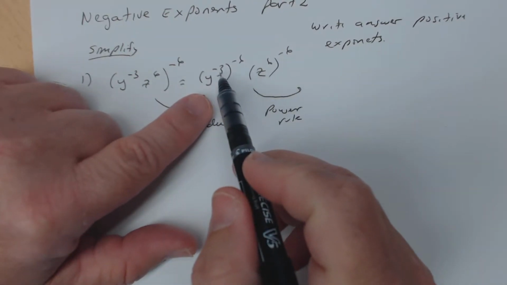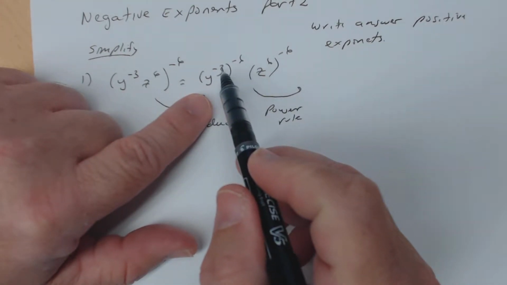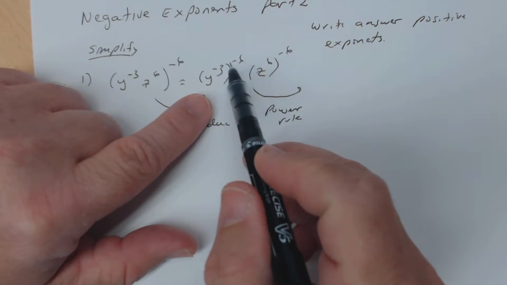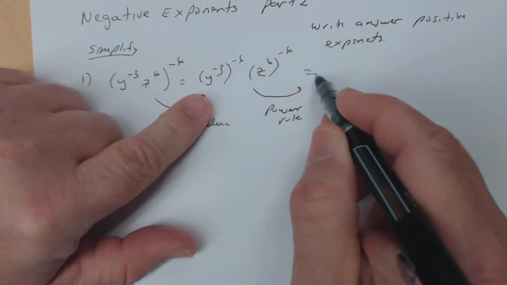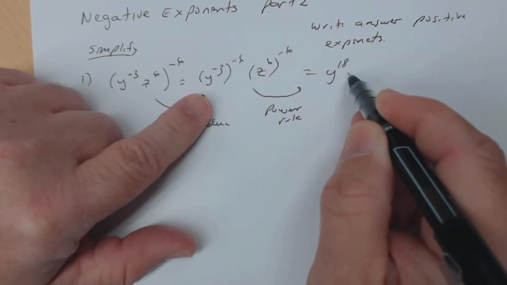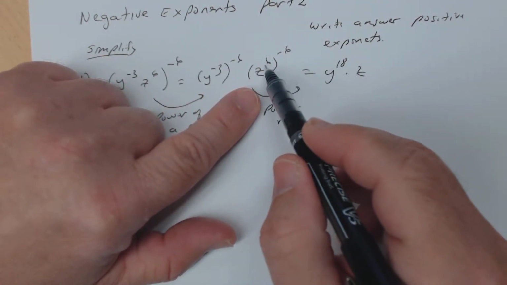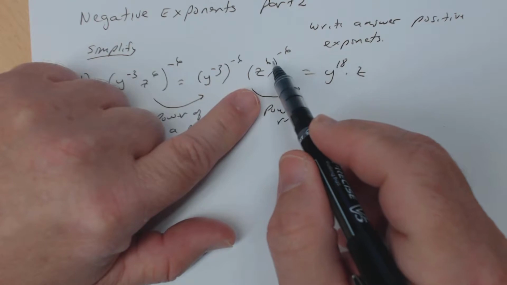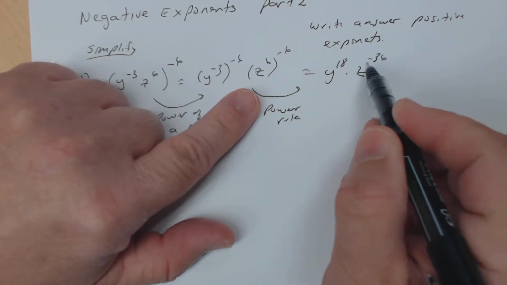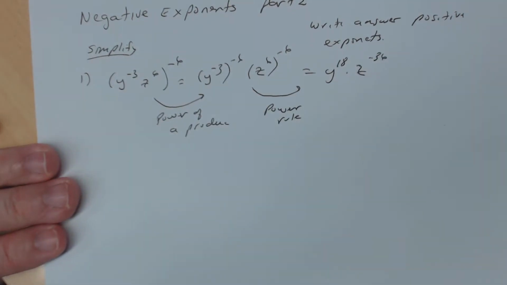So y to the negative third raised to negative 6 is the same thing as negative 3 times negative 6, which is 18. So you get y to the 18th power times z, again using the power rule, a power raised to a power, you multiply, so that's negative 36. Okay, so that's where I'm at.